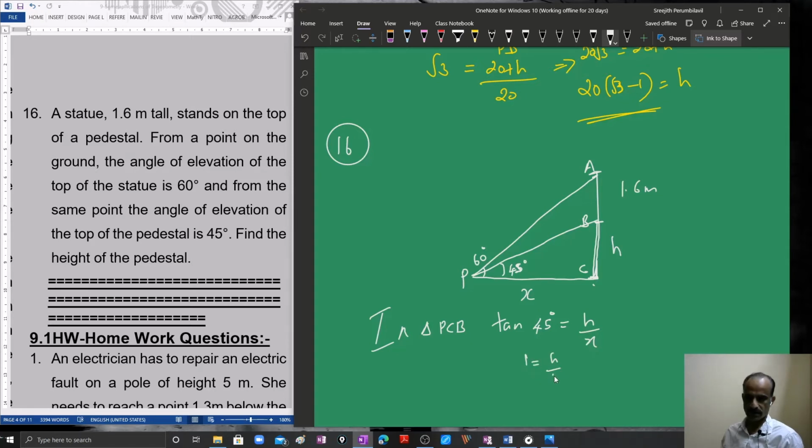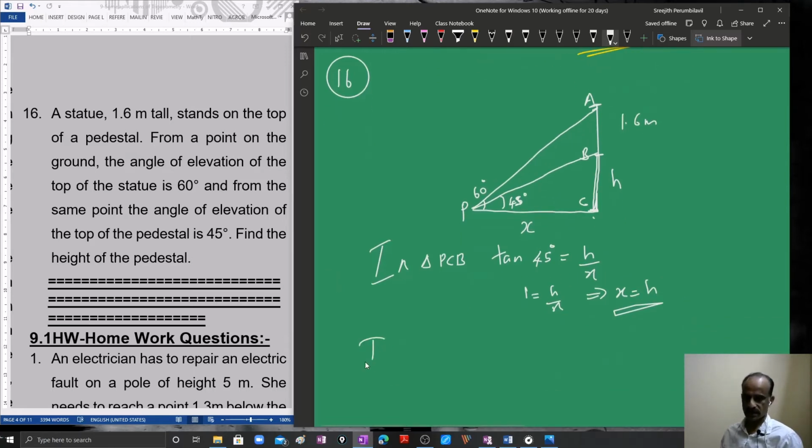1 is equal to H by X implies X is equal to H. We don't need X, we need H. So next triangle, the next triangle is in triangle APC, the larger triangle. Tan of 60 degree is equal to opposite side. What is the opposite side? 1.6 plus H, that is AC.